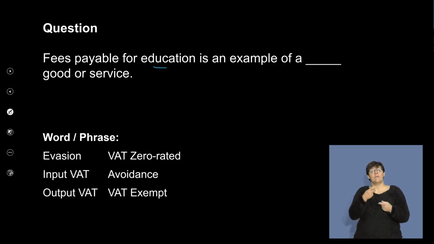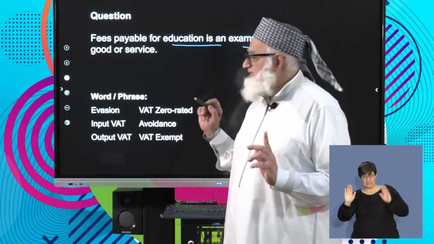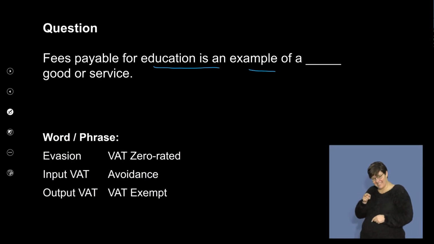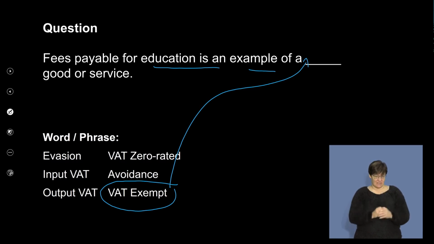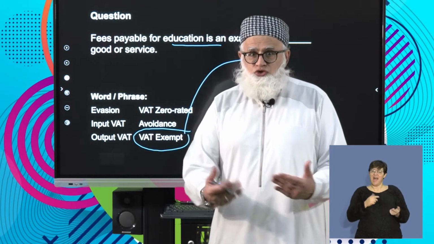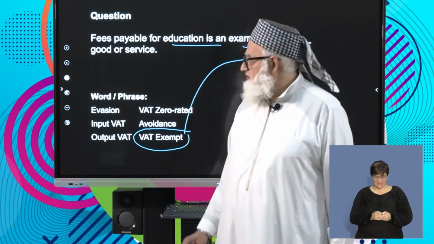Fees payable for education is an example of what? Okay, now we're talking about education. Remember what we said. We've got to choose the correct phrase that matches or completes that sentence. If you look at education, based on our explanation, we know that that is a VAT exempt item. So fees payable for education is an example of a VAT exempt item. Can you see? This question normally would appear in an exam paper as an appetizer, as a start, just to get the adrenaline flowing, so you know your theory behind the VAT questions.